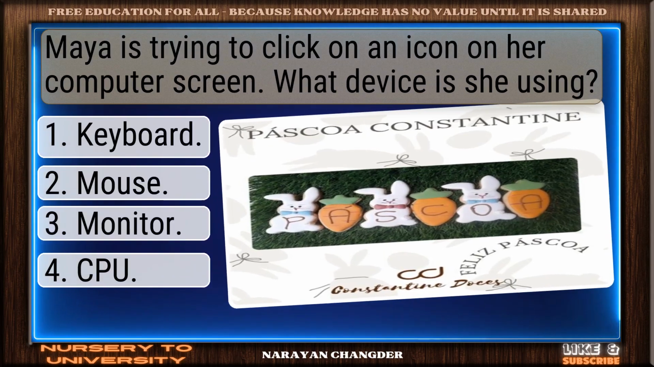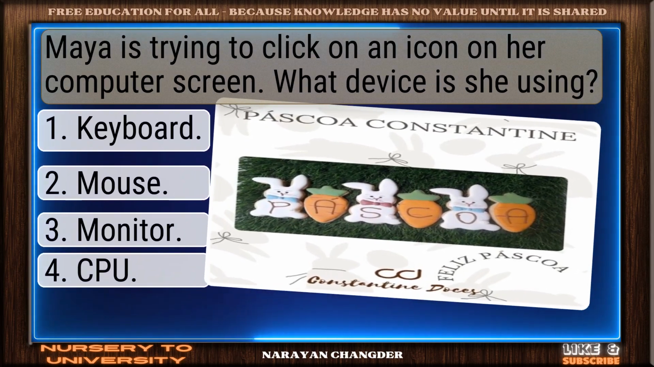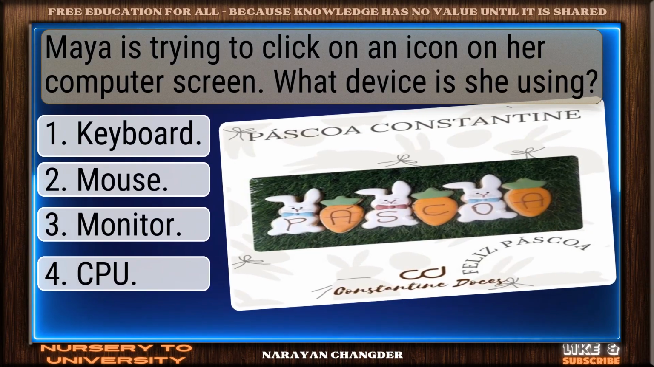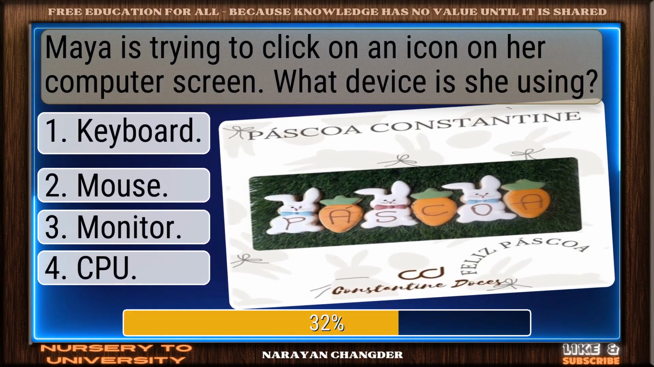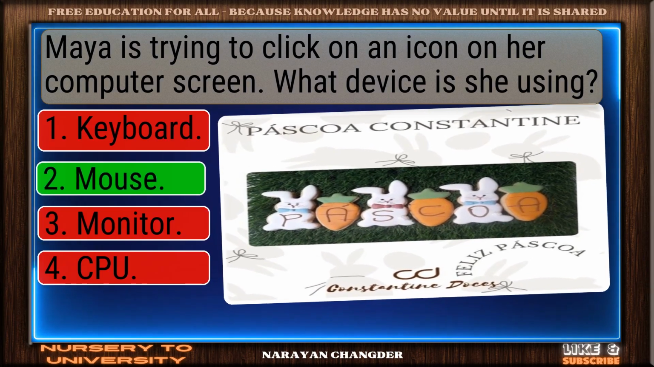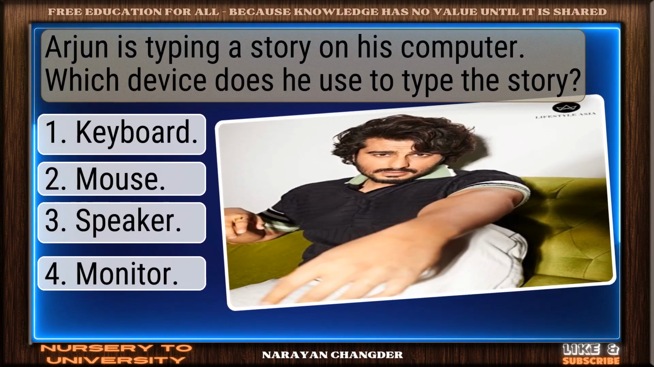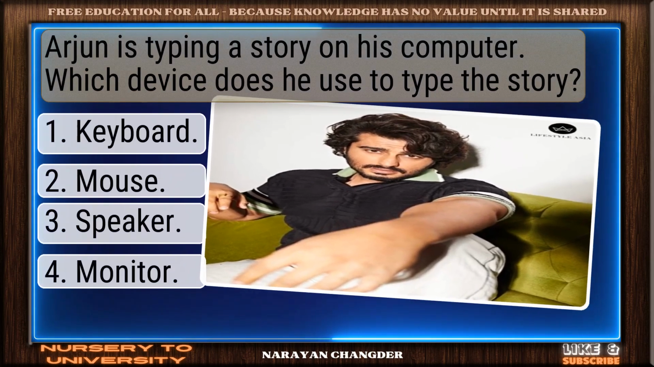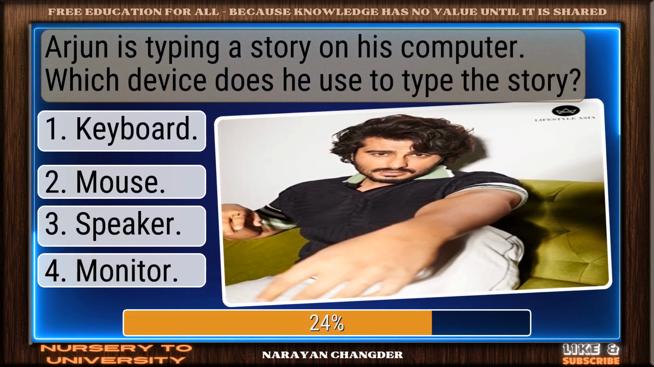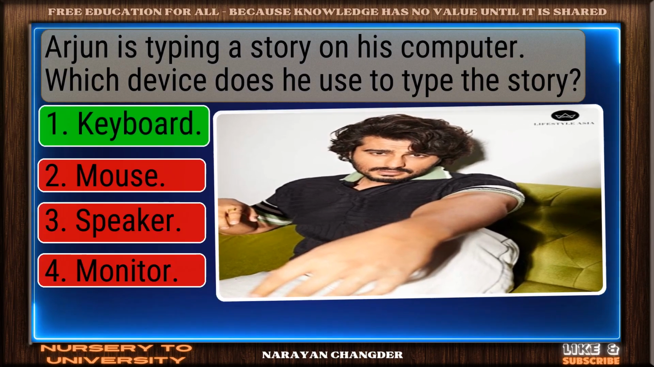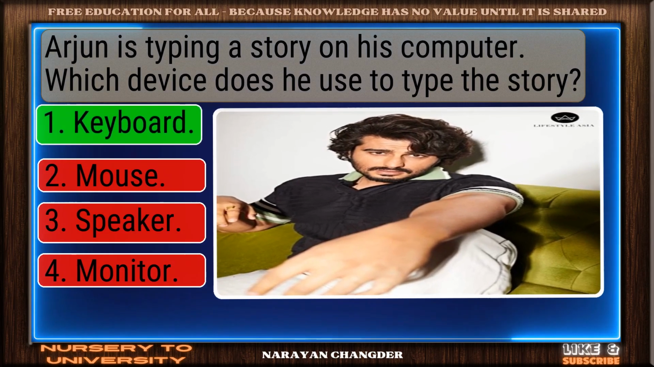Maya is trying to click on an icon on her computer screen. What device is she using? Right again. Mouse is valid. Arjun is typing a story on his computer. Which device does he use to type the story? Good job. Keyboard works well.